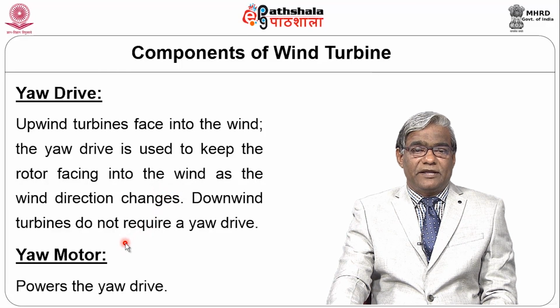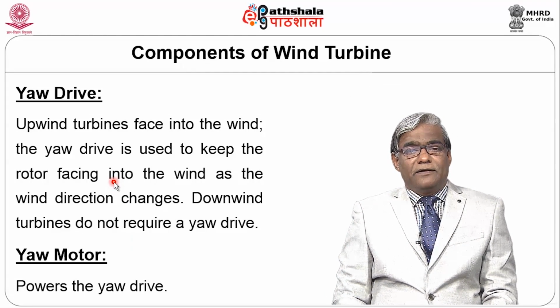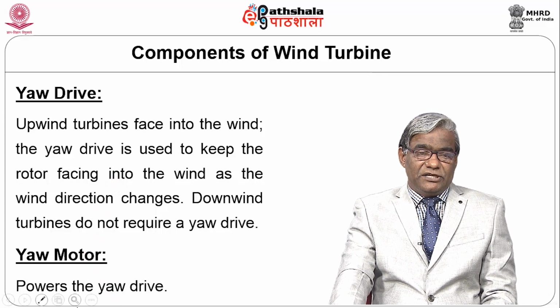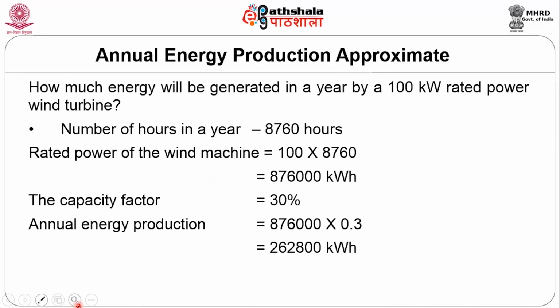Downwind turbines do not require a yaw drive. The yaw drive takes power from the shaft, and it helps to operate the yaw mechanism. It is a main component to tilt the face of the rotor according to the wind direction. The yaw motor powers the yaw drive.